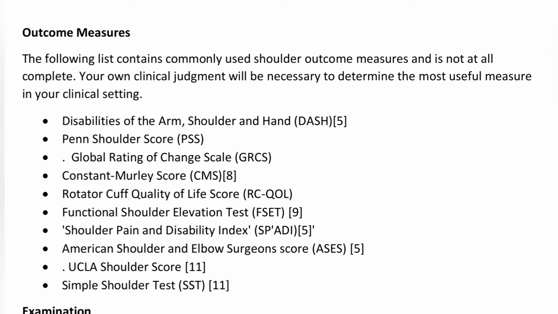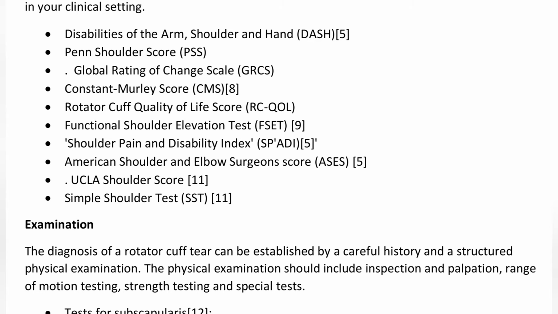Number six is the functional shoulder elevation test. Number seven, shoulder pain and disability index. Number eight is American Shoulder and Elbow Surgeons score. Number nine is UCLA shoulder score. Number ten is the simple shoulder test. Now we proceed to the examination.